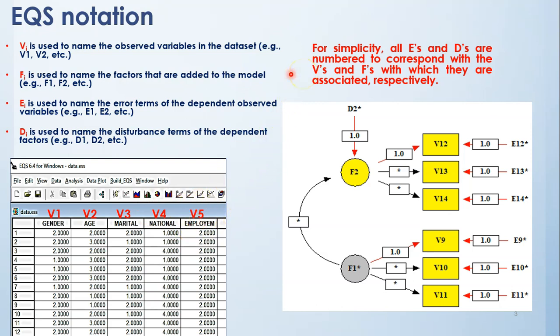The other point that is important to be highlighted here is that for simplicity, all E's and D's are numbered to correspond with the V's and F's with which they are associated respectively. This means that for V12 we will have E12, for V13 we have E13, for V14 we have E14, for V9 we have E9, for V10 we have E10, and for V11 we have E11 as the error term. Also, with respect to F2 as the dependent factor in this model, we will have D2 as the disturbance term.